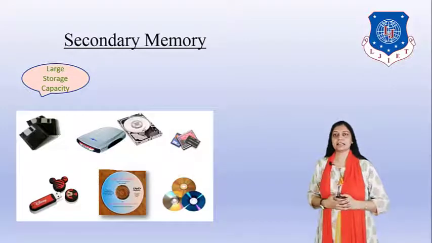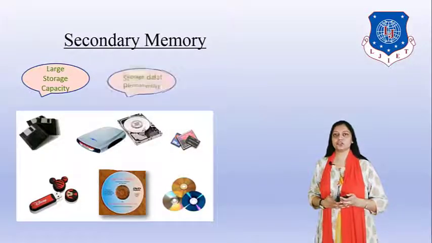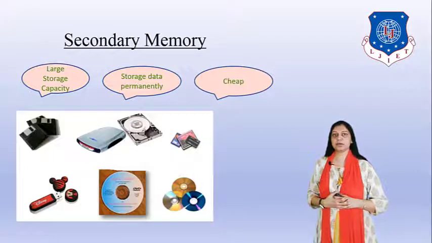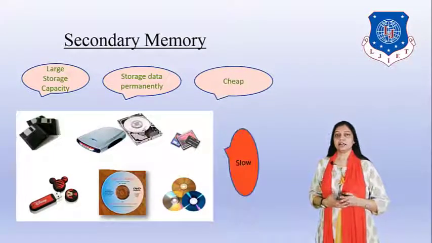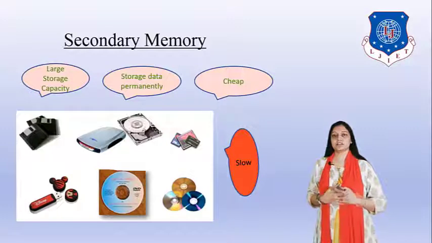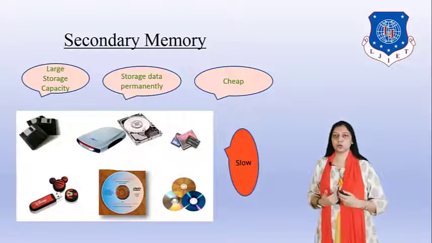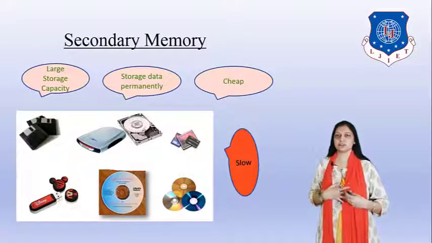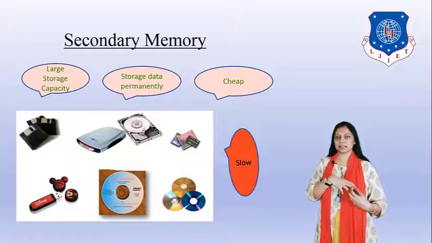So as I said, the secondary memory is for storing large amounts of data. Then it is very cheap, and the disadvantage of secondary memory is it is slow, right? Compared to primary memory, which is very fast in operation because it's near the CPU, the secondary memory is slow. So your data is stored in secondary memory.